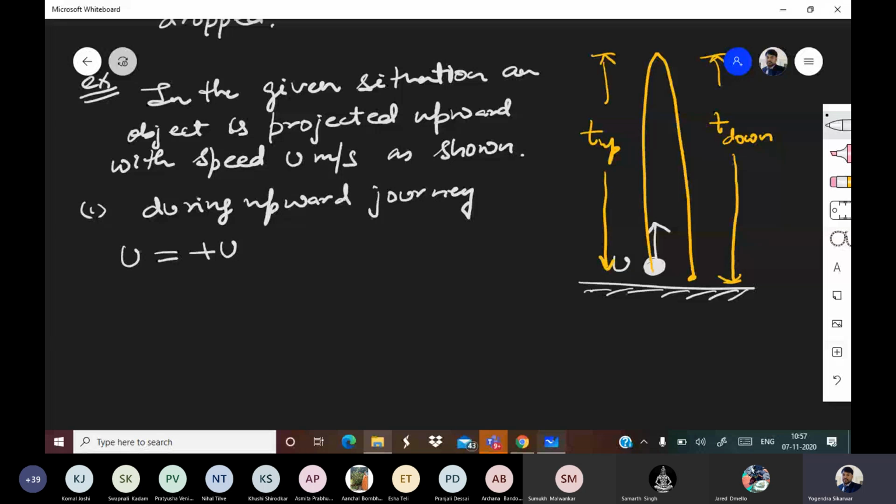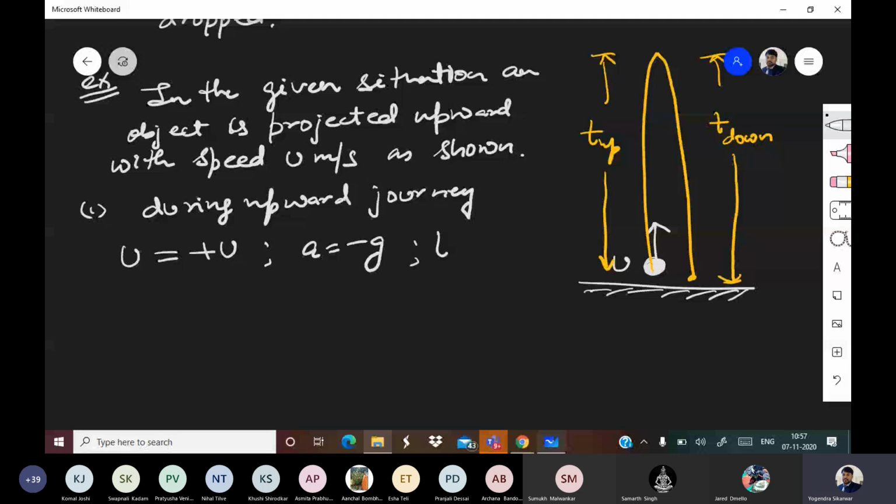That means if displacement is upward, it will be positive. If velocity is upward, it will be positive. If acceleration is upward, it will be positive. That also means if displacement is downward, it will be negative. If acceleration is downward, it will be negative. And if velocity is downward, it will be negative. So during upward journey, u is equal to plus u. a is equal to minus g because it is downward.